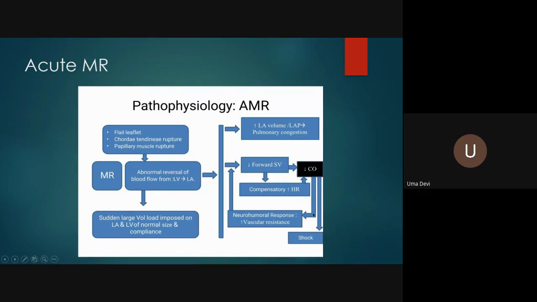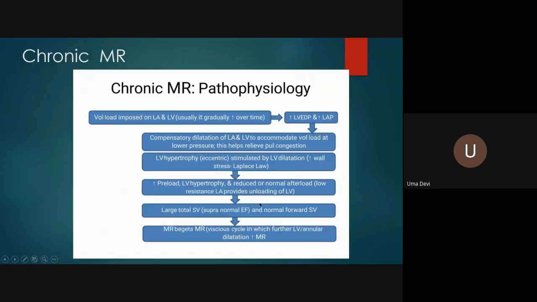Now, when there is a decreased cardiac output, what is the pathophysiological response? There will be an increased peripheral vascular resistance. So with all this, a patient with acute MR may present in a state of shock, which is very difficult to manage. Now, this is one scenario.